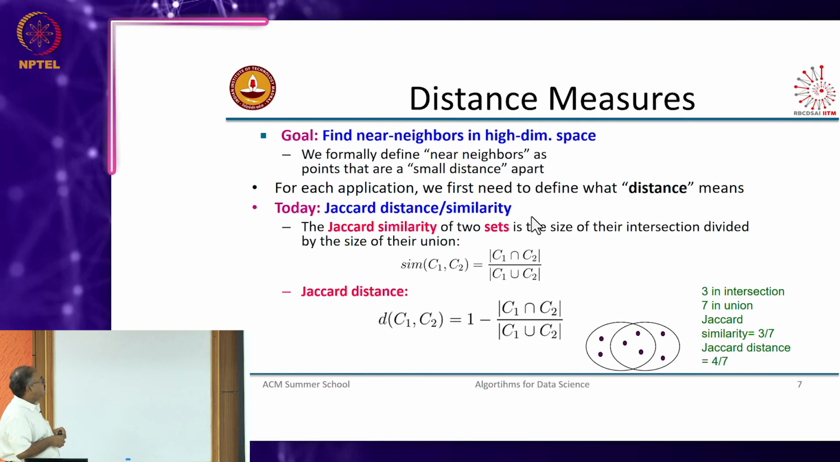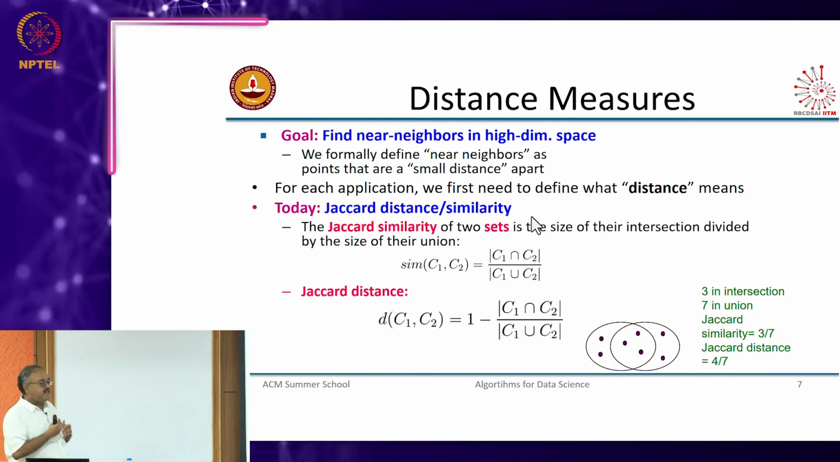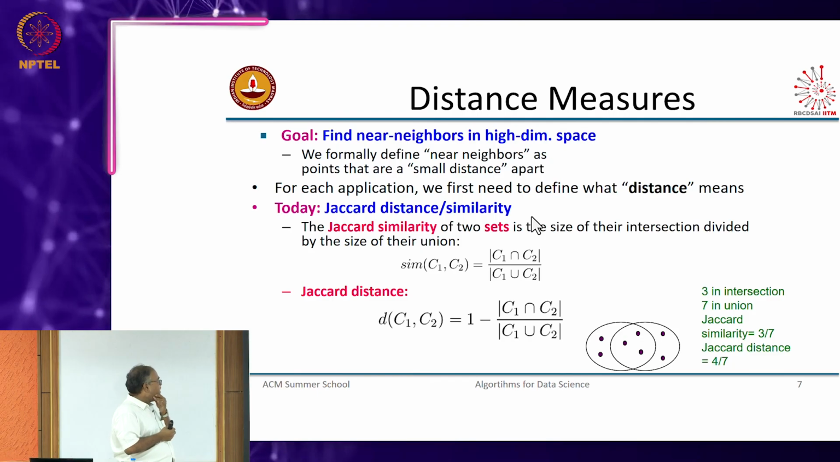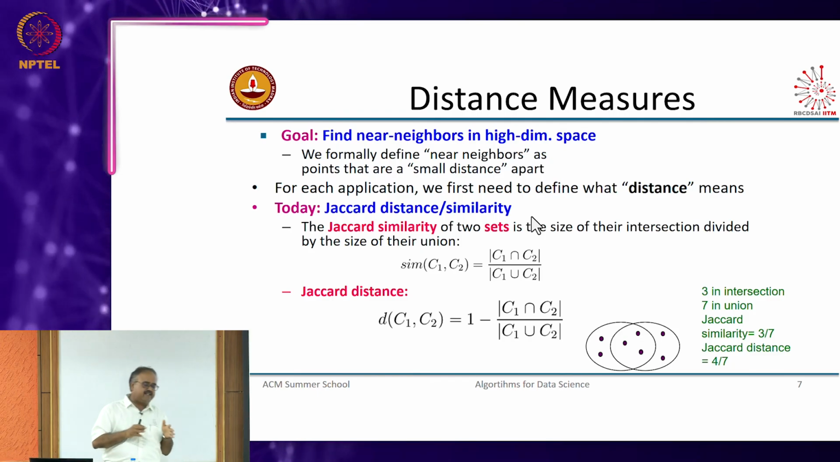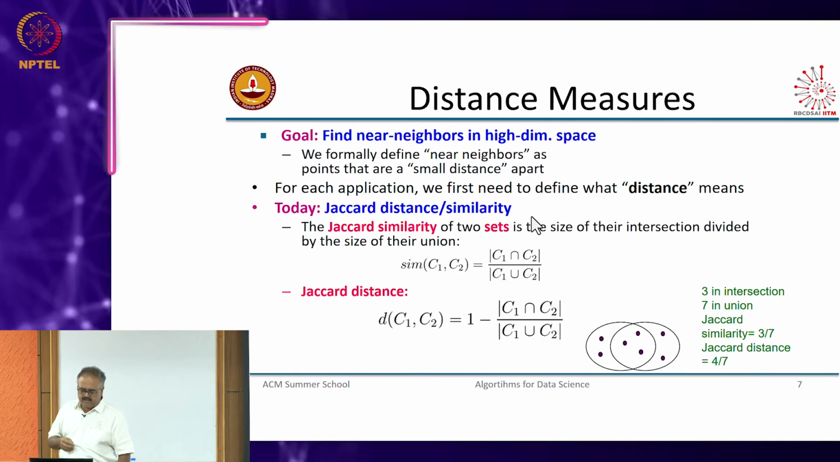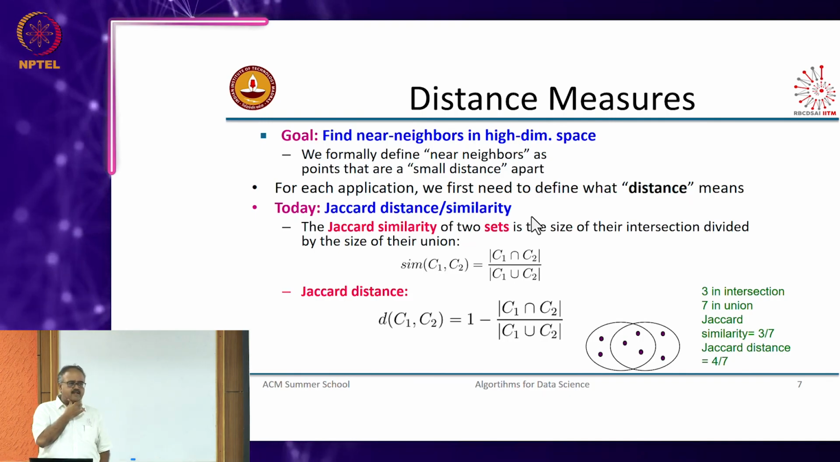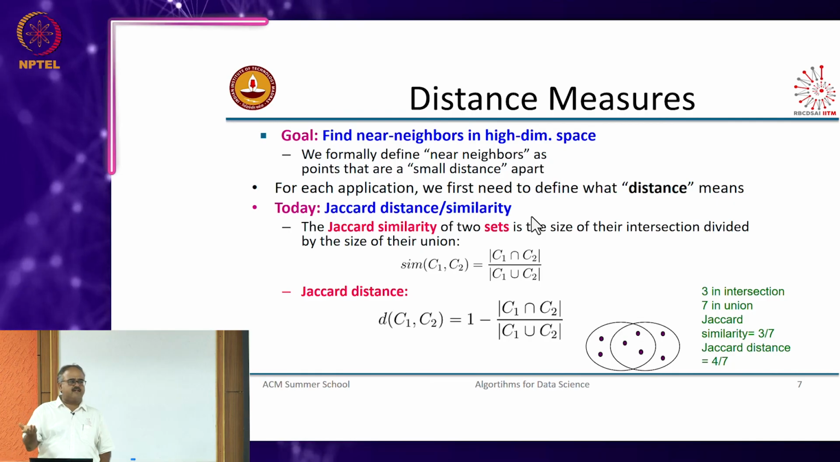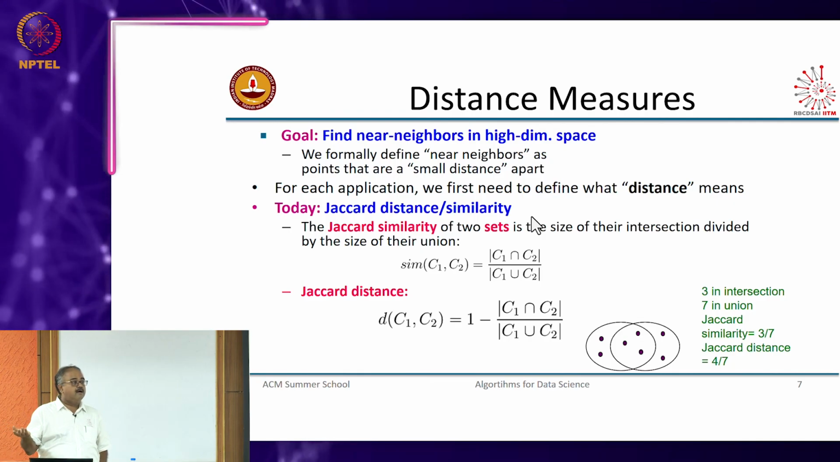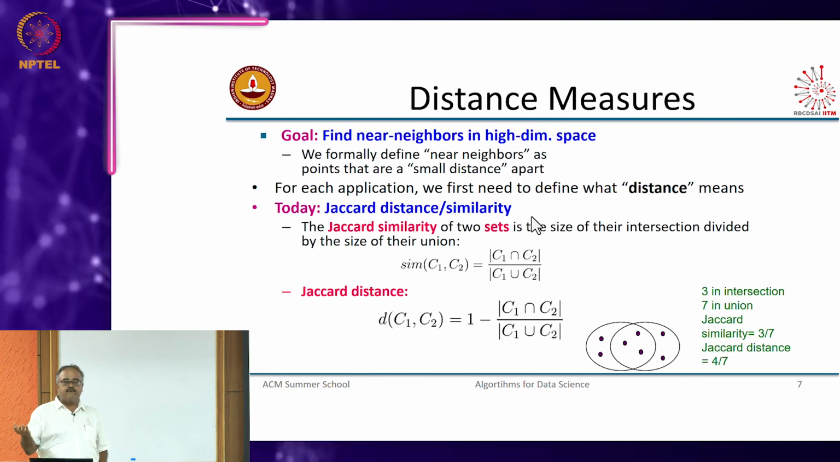So what we are now calling this problem is finding near neighbors in a high dimensional space, right? And for the first application that we'll look at, at least for the pre-lunch session, I'll just stick with the Jaccard distance or the Jaccard similarity. So how many of you are familiar with Jaccard similarity? One? All of you?